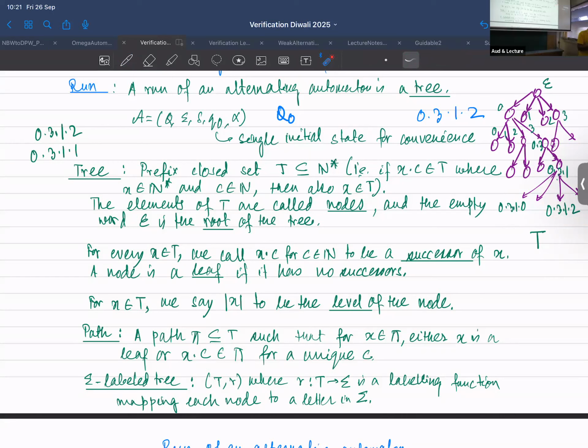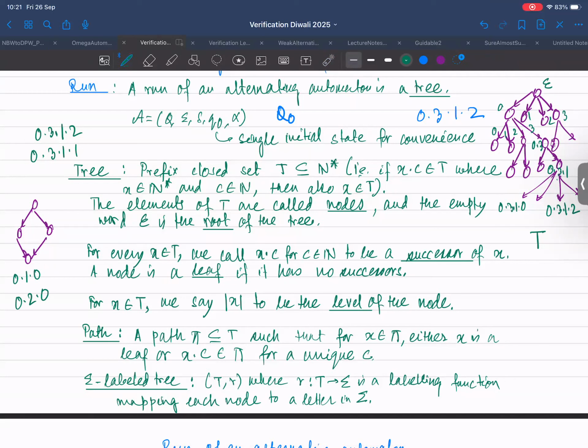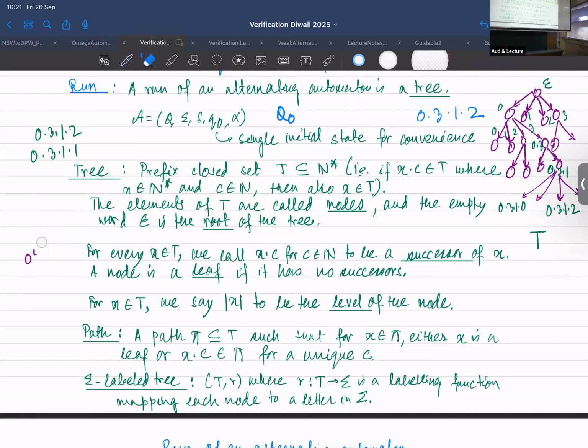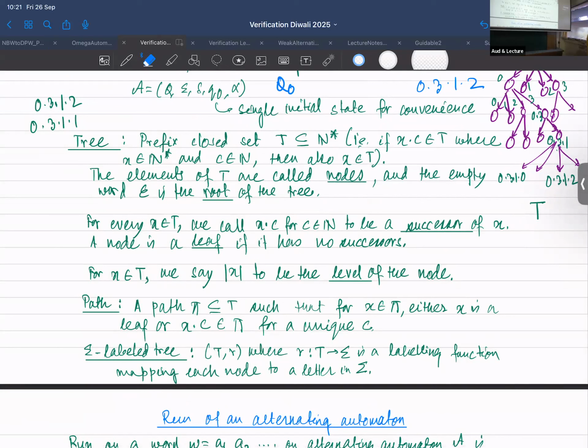Whereas in the case of a DAG, you may have different paths, right? So when you are reaching a particular node, let's say you go like this, go like this, but then you can come here, right? Now how are you going to have the label corresponding to this particular node? So you can either call this 0.1.0, or you can call it 0.2.0, right? So here in the case of a tree, you have all these nodes and it's a set, so each such node has a unique label.